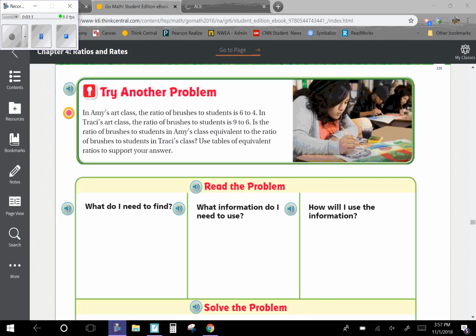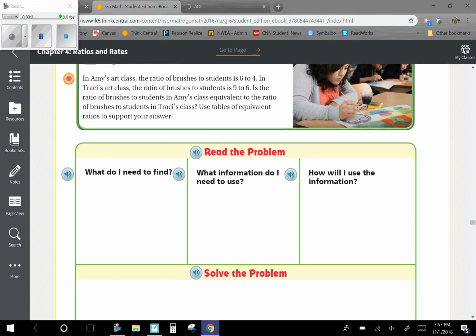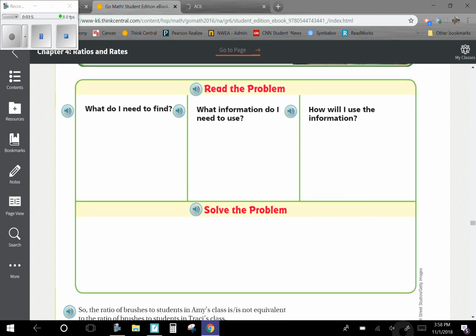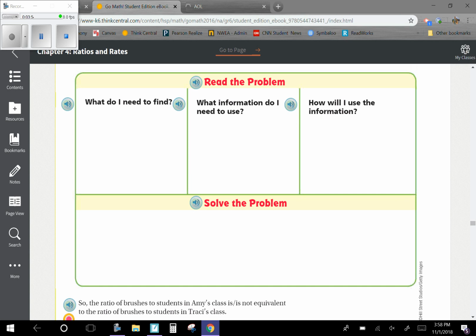Try another problem. In Amy's art class, the ratio of brushes to students is 6 to 4. In Tracy's art class, the ratio of brushes to students is 9 to 6. Is the ratio of brushes to students in Amy's class equivalent to the ratio of brushes to students in Tracy's class? So again, for this one, we're going to fill out this table.